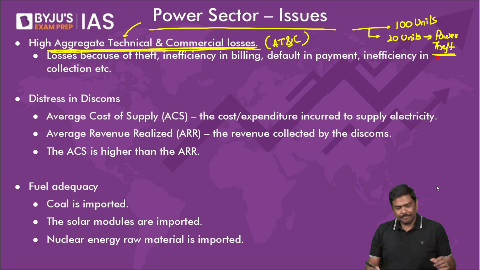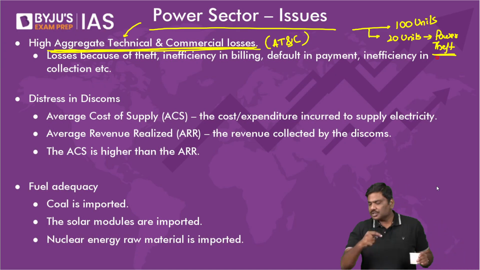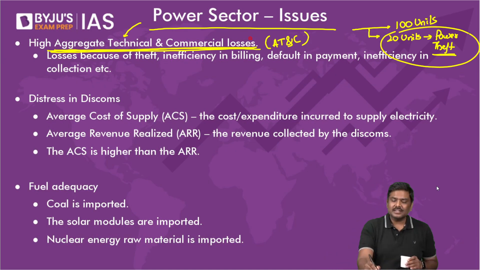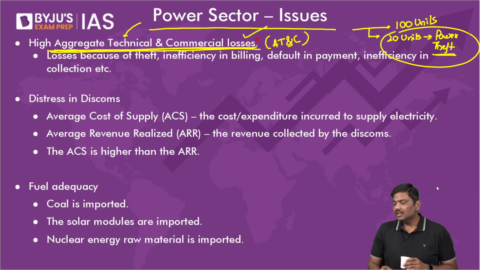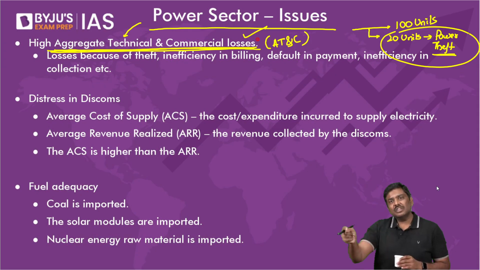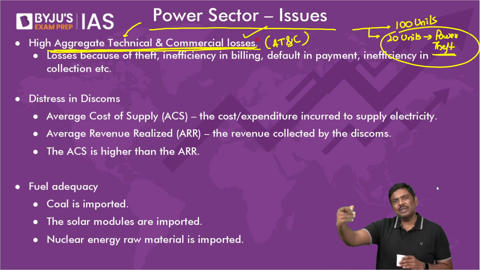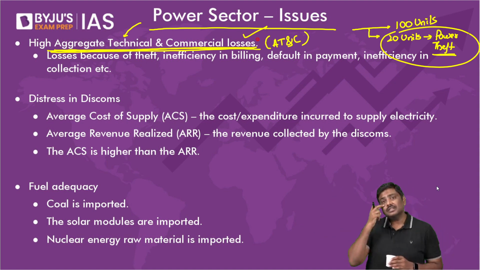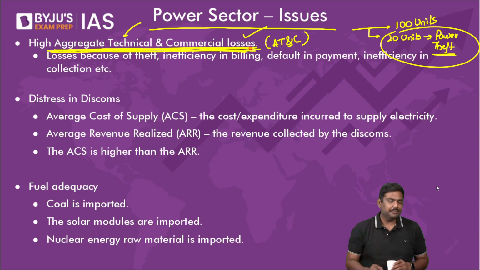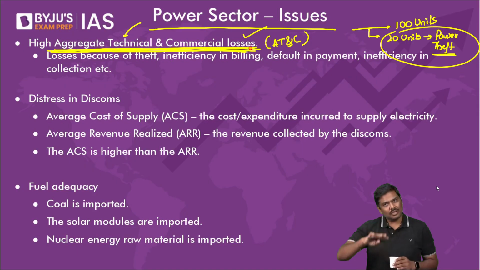So on one side, the distribution company has supplied 100 units, but out of 100 units, 20 units is a loss for them. Can I call it a part of AT&C losses? Some of the electricity will be lost in the form of heat. Some of the bills they will not be able to collect because people have moved away, right? People have stopped making payments, et cetera. So all of these are called aggregate technical and commercial losses. Point number one.